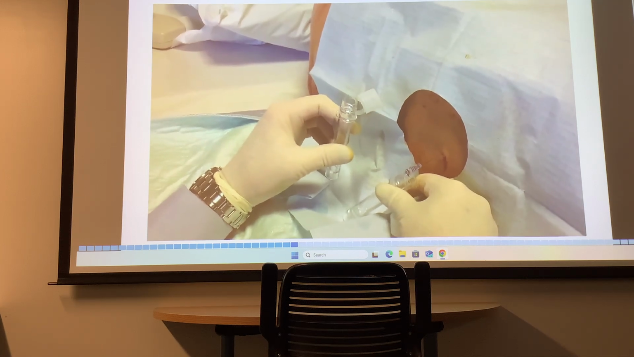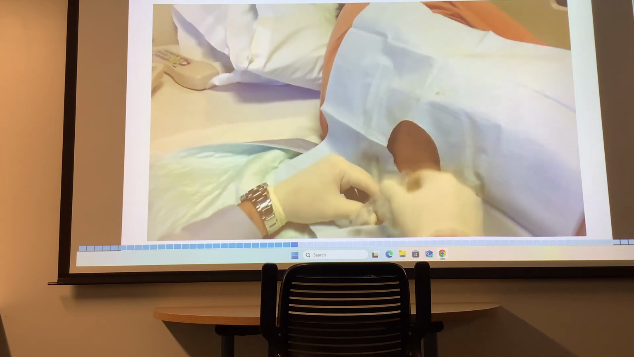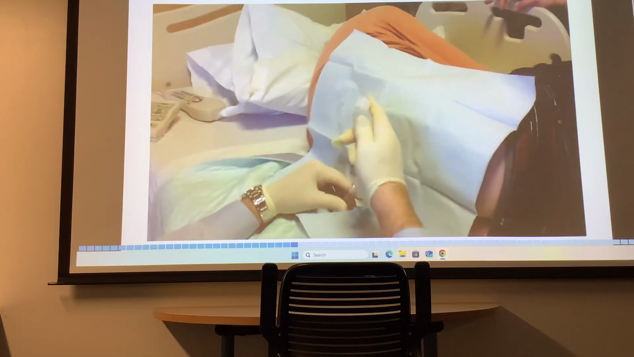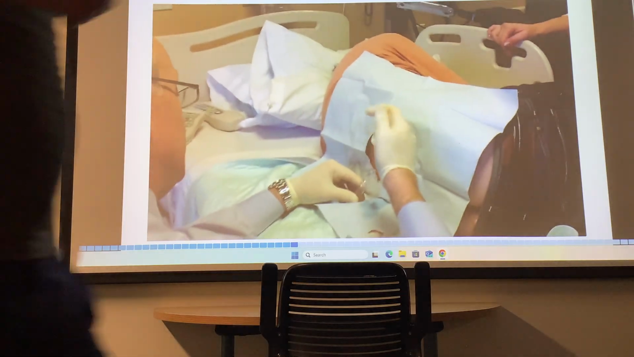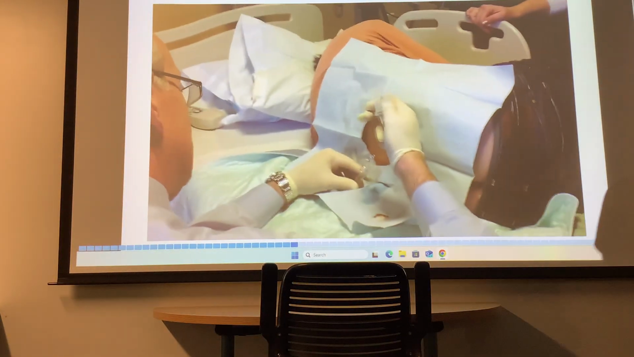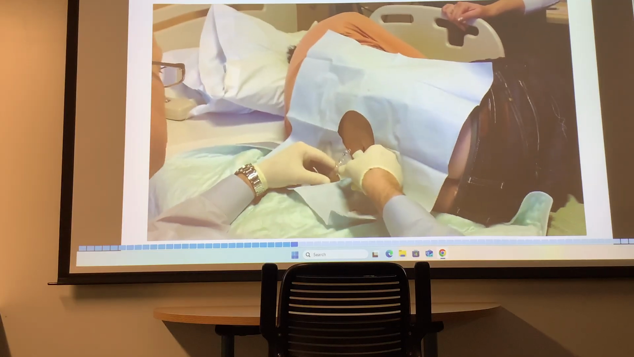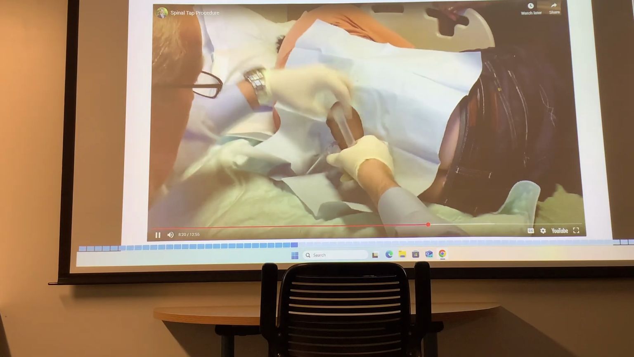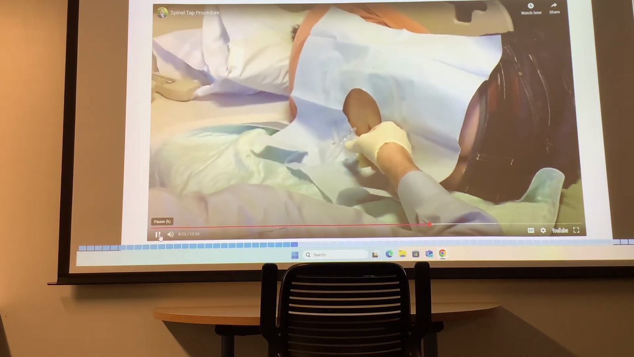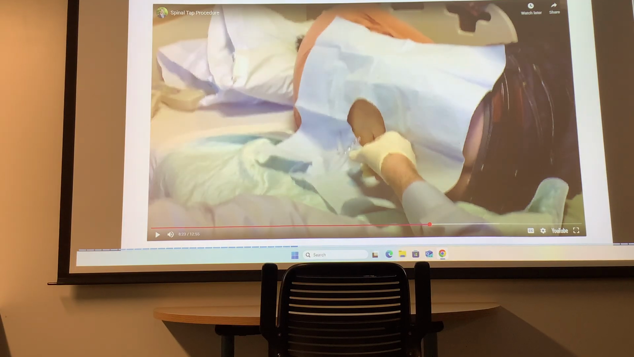What does that fluid look like? Pretty clear. If it was bacterial, you would definitely see a nice cloudy appearance. Well, it's not infected yet. It needs time for the bacteria to grow.